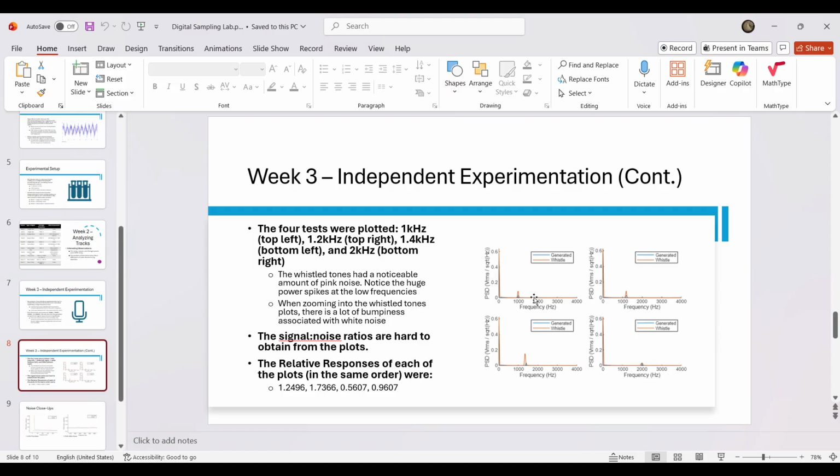Now, there is also white noise present, which I will show on the next slide when I do some zoom-ins. Also, the relative response of each of the plots are given here, and they follow the order that's mentioned up here from top left to bottom right.